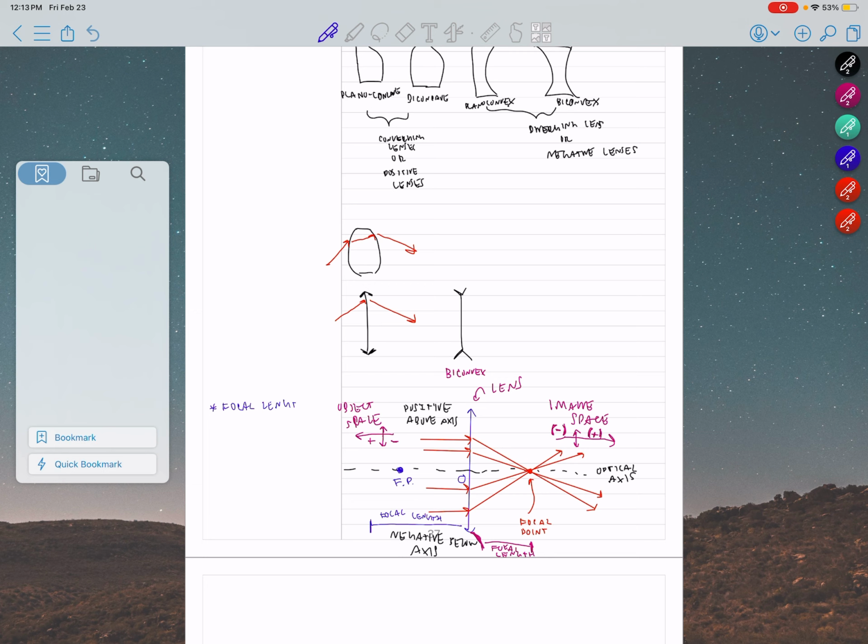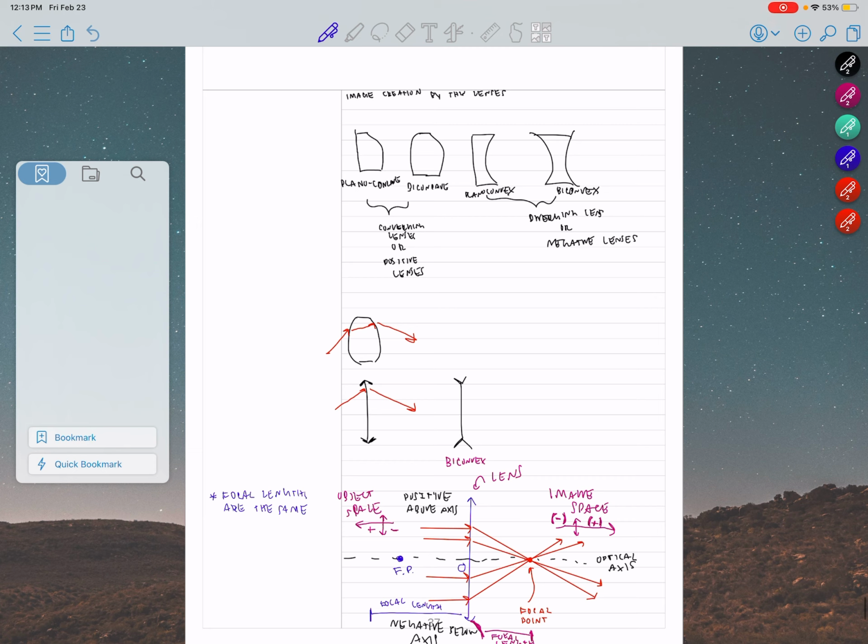These are called positive lenses because the focal length is going to be positive. And these are negative lenses because we're going to have negative focal length. Okay, so if they tell you that you have a lens with a focal length of 20 centimeters, you know it's going to be biconcave. If they tell you that you're going to have a focal length of minus 50 centimeters, you know that you're going to have a biconvex lens. Okay.